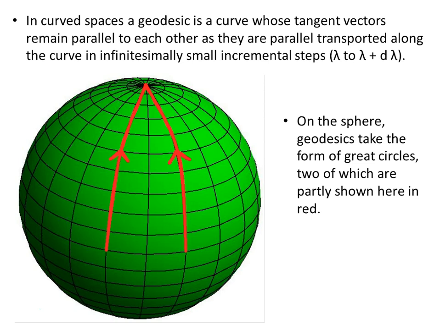So on the sphere, geodesics take the form of great circles, two of which are partly shown here in red. Notice them converging, and then as they pass through the North Pole and continue on, they will diverge again, unlike the parallel lines of Euclidean space, which remain the same distance apart forever.